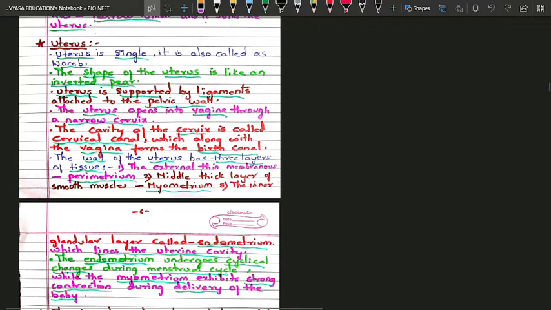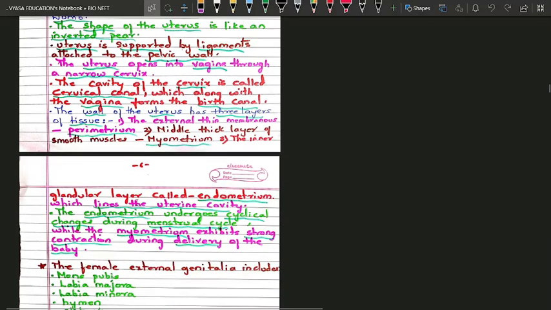See, each of the three has a speciality. Thin membrane is called perimetrium. Thick smooth muscle is called myometrium. Then the glandular layer is called the endometrium. Got it? So this glandular layer, the endometrium, lines the uterine cavity directly.